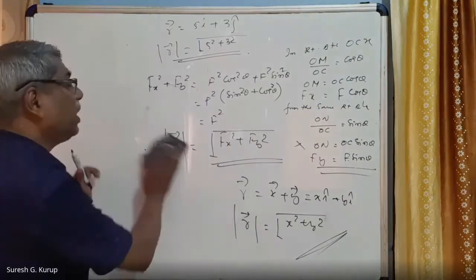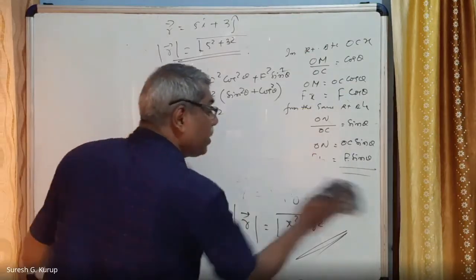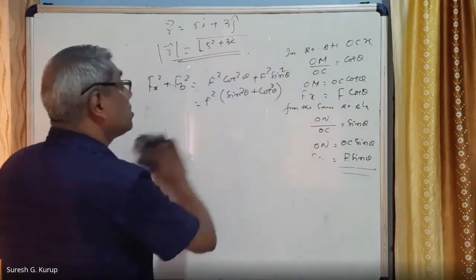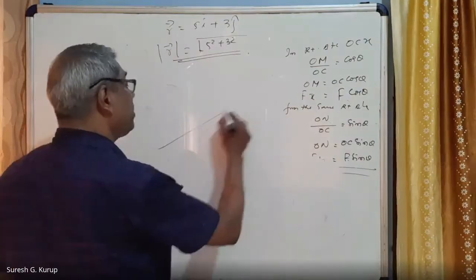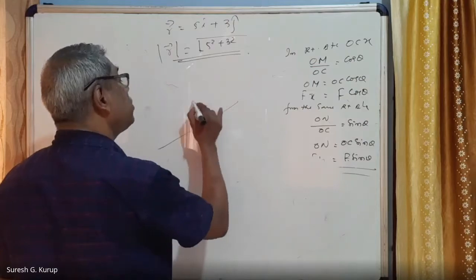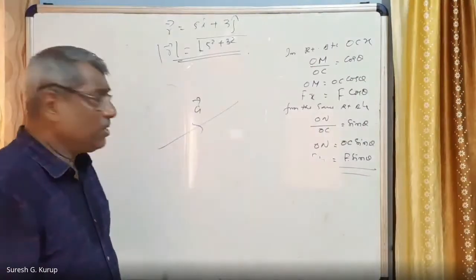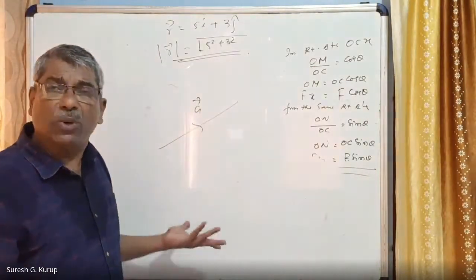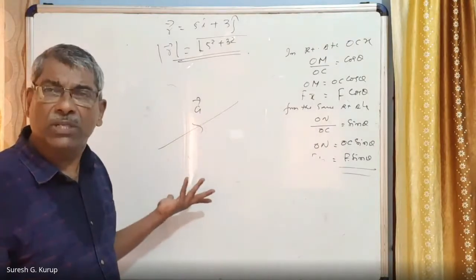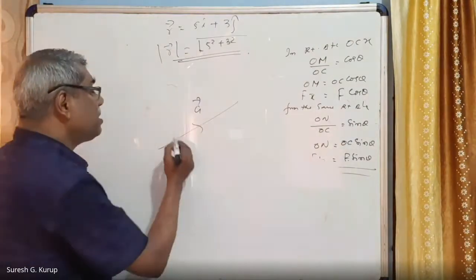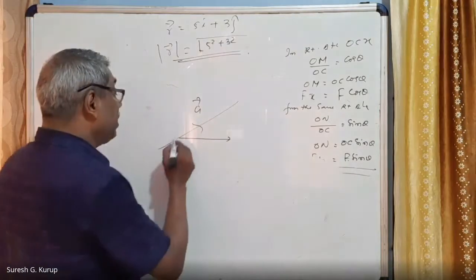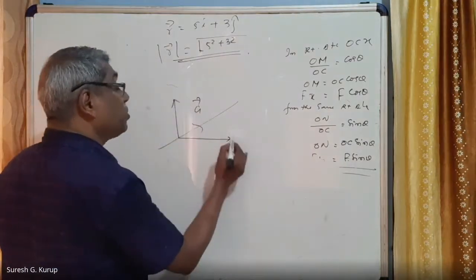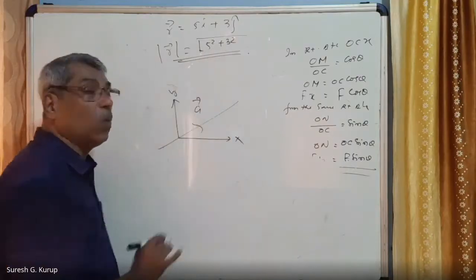One more thing I want to tell you is this. Whenever you see any vector that is lying in a plane, it must have two components. Suppose this is a vector, this is an acceleration vector. Acceleration vector also, in two dimensions, must have two components. See, this is one component, and the other must be perpendicular, always remember. This is the x component and this is the y component.